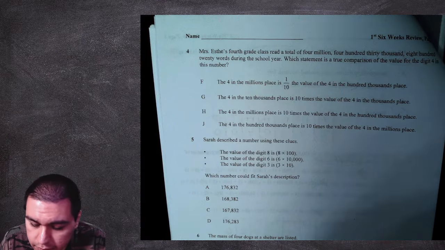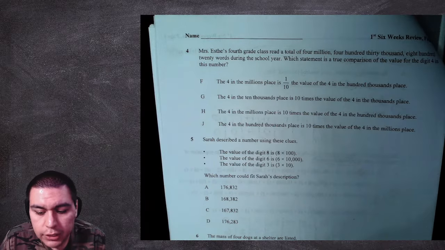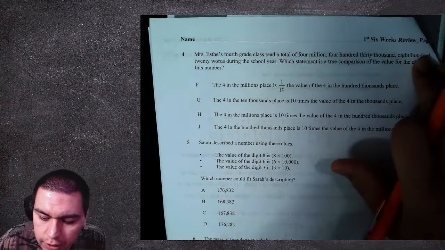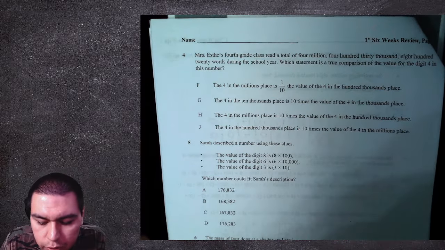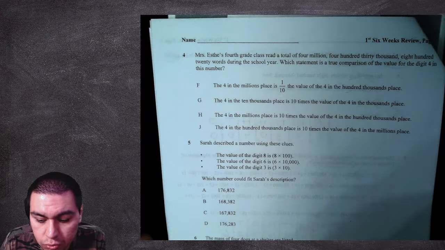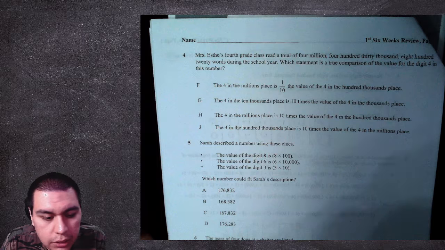Mrs. Estes, fourth grade class, read a total of 4,430,820 words during the school year. Which statement is a true comparison of the value for the digit 4 in this number?